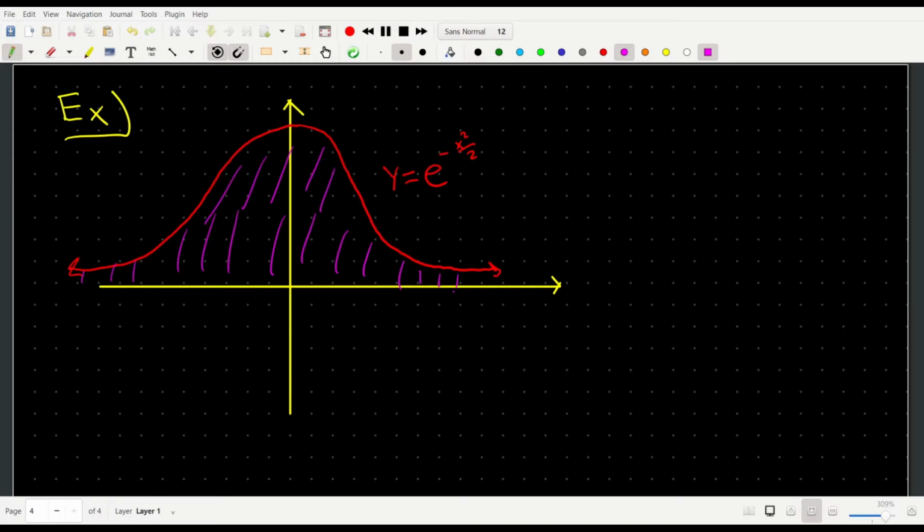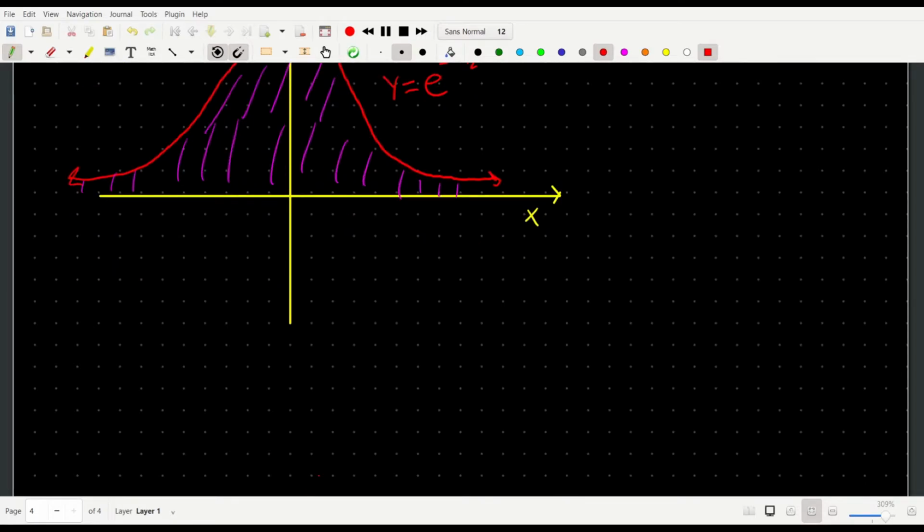But the idea here is that in probability theory, it's really important to know the area under a curve, and typical probability distribution functions are valued on the entire real number line. So they go from negative infinity all the way to positive infinity.